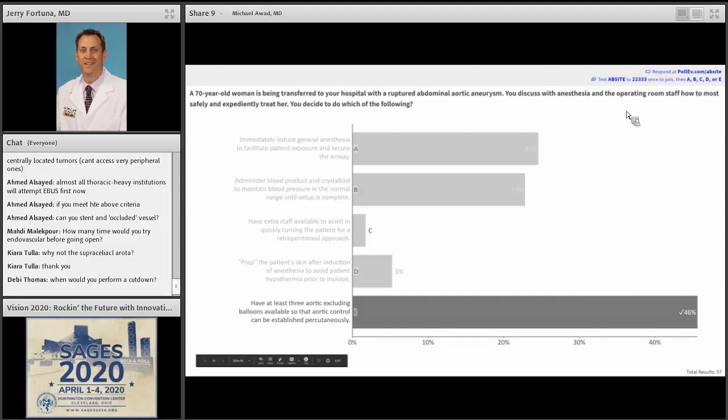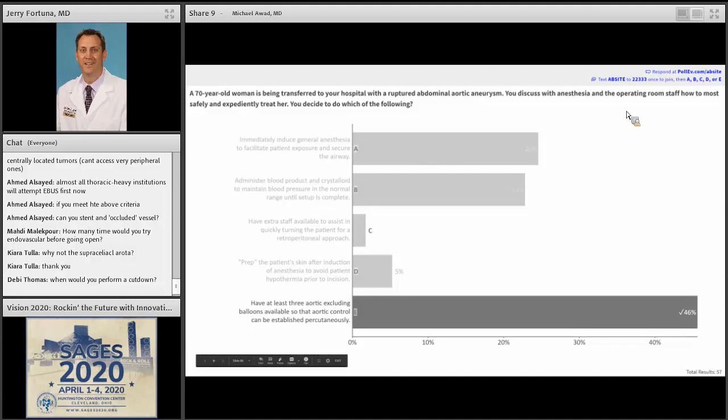Oftentimes with ruptured aneurysms, we do these endovascularly, and we approach them with the patient completely awake under local and monitored anesthesia care to help prevent this with suitable anatomy. Otherwise, you have to try to get control first and then go from there. And that'll lead into that bottom answer here shortly.